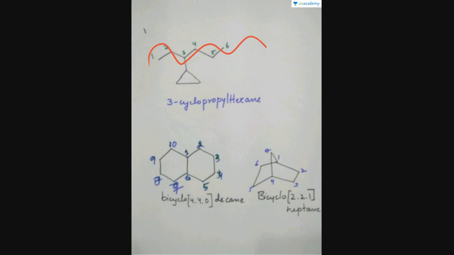This one, identify the parent chain. This is the parent chain. And on the third carbon we have a cyclopropyl, so this becomes 3 cyclopropyl hexane. Now let's see how to name bicyclo compounds.